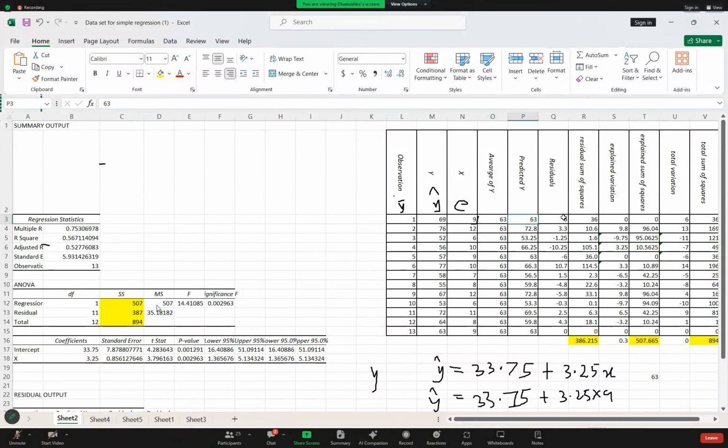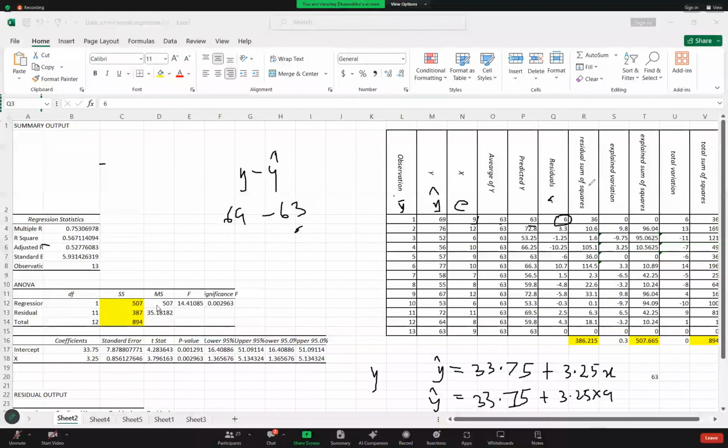Then what is the residual? How to calculate residual? The residual is equal to y minus y hat. The value of y is 69, and y hat is 63. Then the residual is 6. Is it clear?